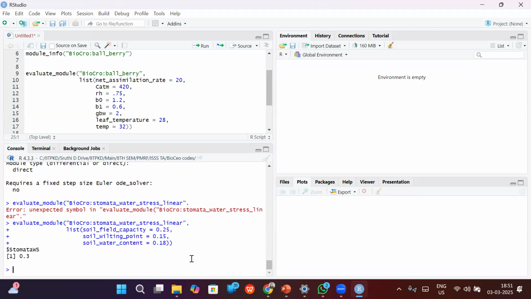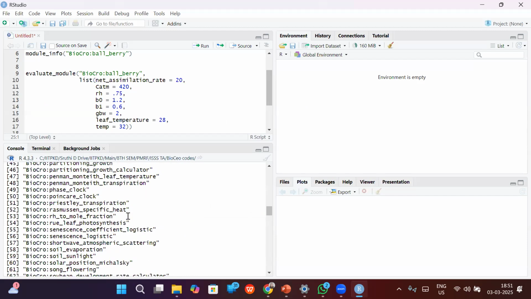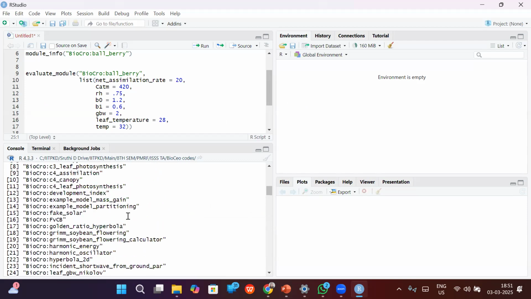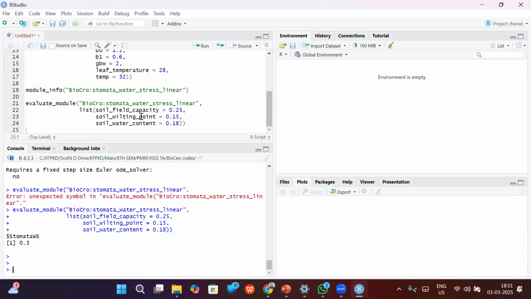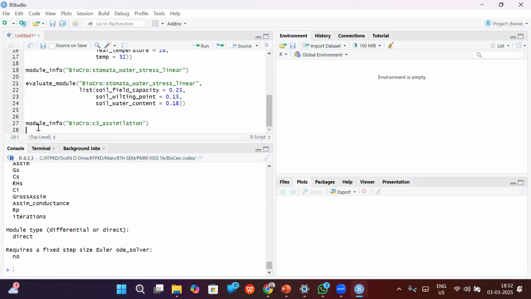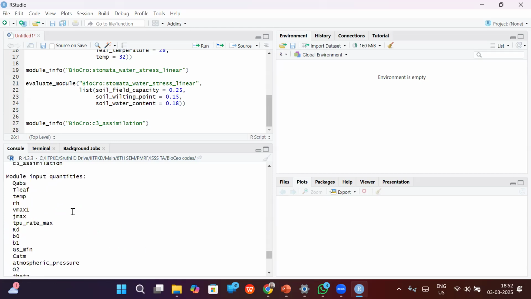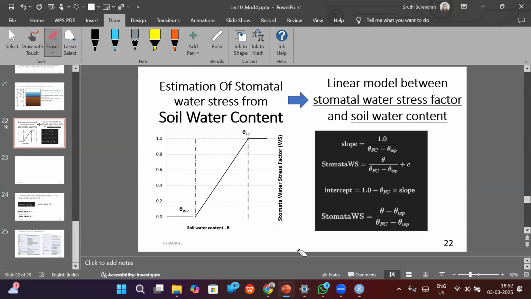Now, why I need all of this is because, like I said, there is a module in BioCro that couples the FVCB module and the Ballberry module. That module is called the C3 assimilation module. So if you go here, we see there is one module called the C3 assimilation module, and I want information regarding this module. So I do module info, paste this, and run it, and I see that the module has a lot of input quantities like these and output quantities like these. Let's see what these input and output quantities are.